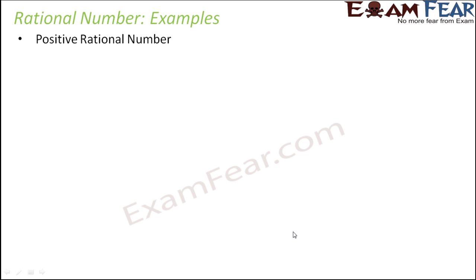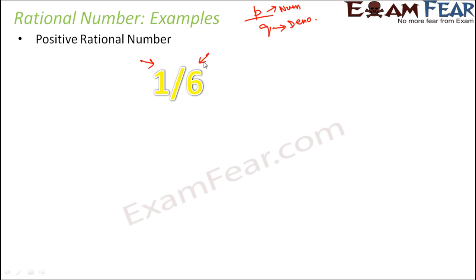A rational number can be of two types. It can be a positive rational number, or it can be a negative rational number. Look at this example, 1 by 6. Do you think it is a positive rational number? Yes, because both the numerator and the denominator are positive. Let's say you have any ratio in the form p by q. So p is the numerator and q is the denominator. An easy way to remember is whichever is at the bottom, that is the denominator, and the one at the top is obviously the numerator. So here both the numerator and denominator are positive, so this is a positive rational number.